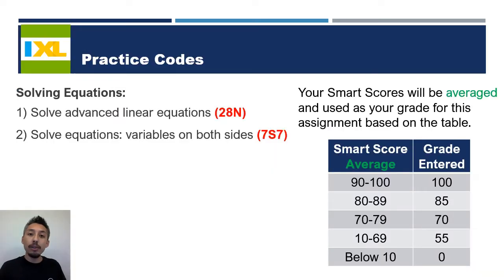Here you have the IXL codes that you're going to complete at the end of the lesson. As before, I'm going to take both of your scores and average them out and give you a grade based on the table that you see right here. I want to repeat one more time that this is the most important lesson that you need to know how to do in order to be successful in any other math class moving forward. If you can do this, I have every confidence that you will be successful next year.